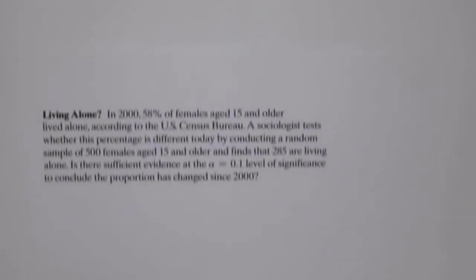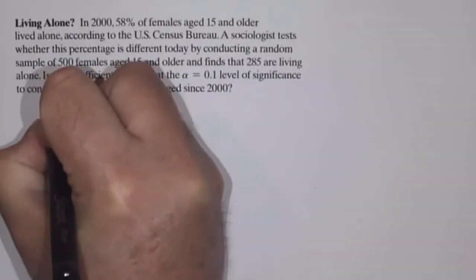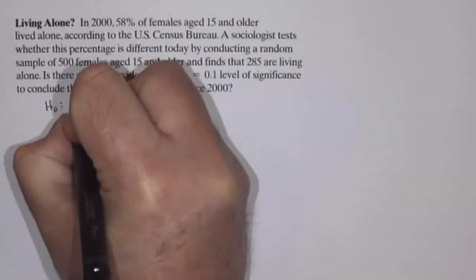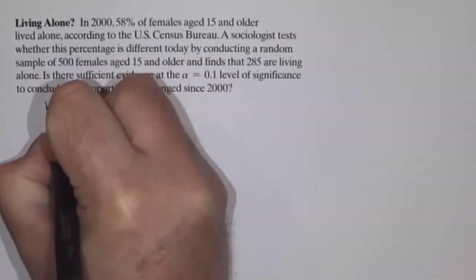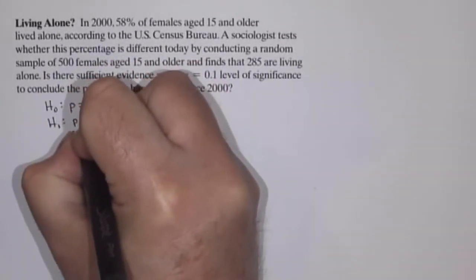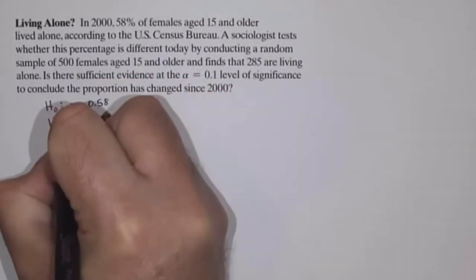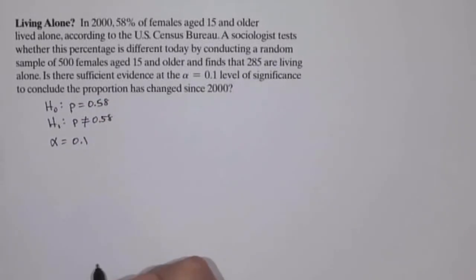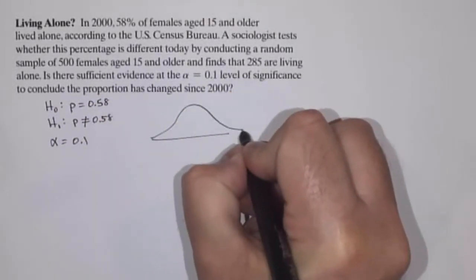Looking at our third problem, this was the living alone problem. So again, our null hypothesis for this problem was that p equals 0.58. The alternative hypothesis was that p does not equal 0.58, and we were using an alpha equals 0.1 level of significance. This was a two-tailed test.